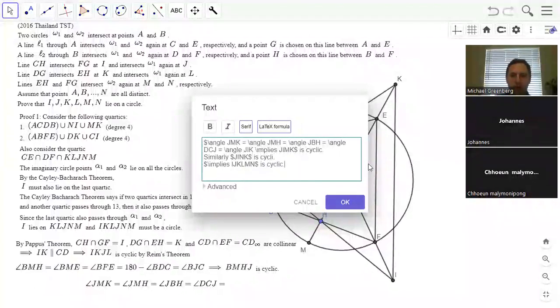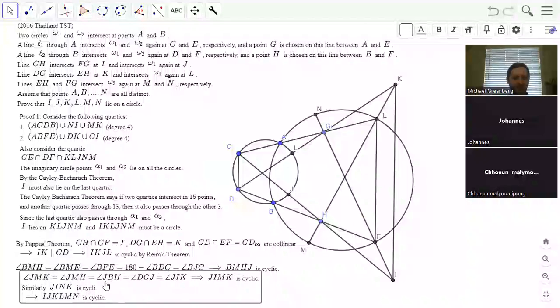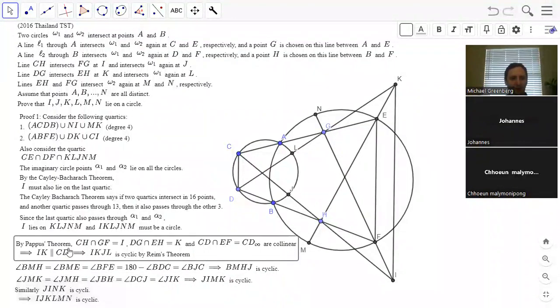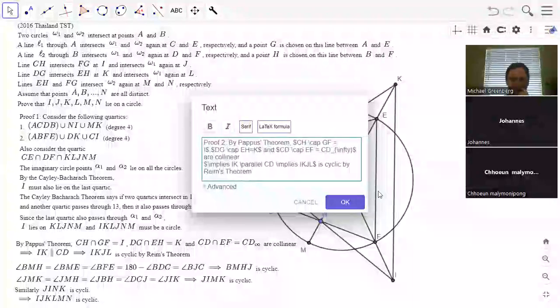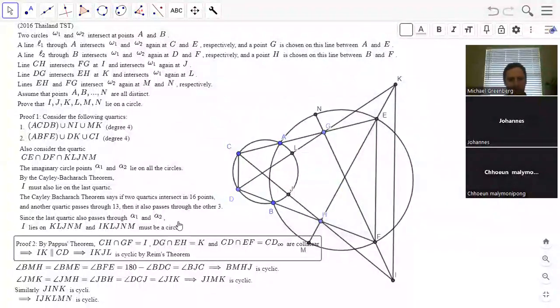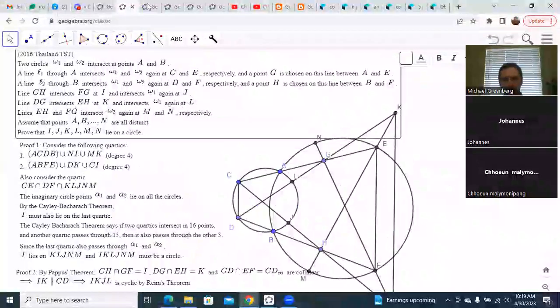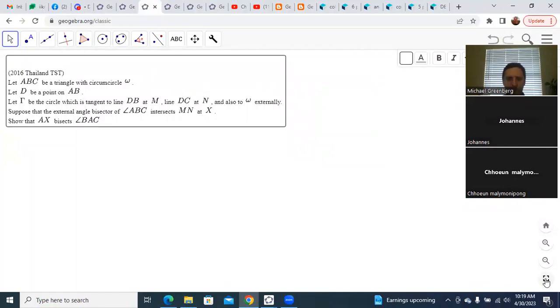All right, so let's move on to the next one. So we have two solutions to this problem. That is not bad. I should write proof 2 so people don't get confused. Proof 2. All right. Let's check out the next problem. It is possibly easier, so we'll see.